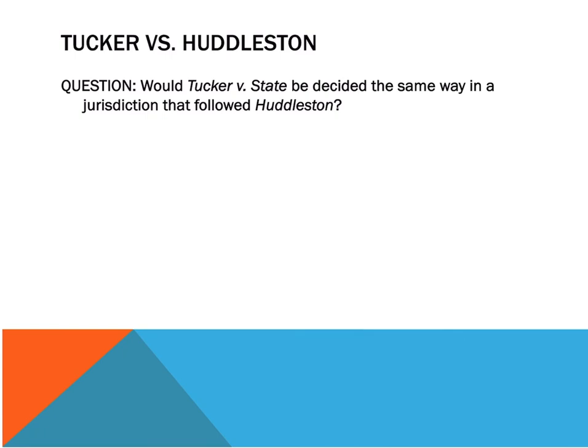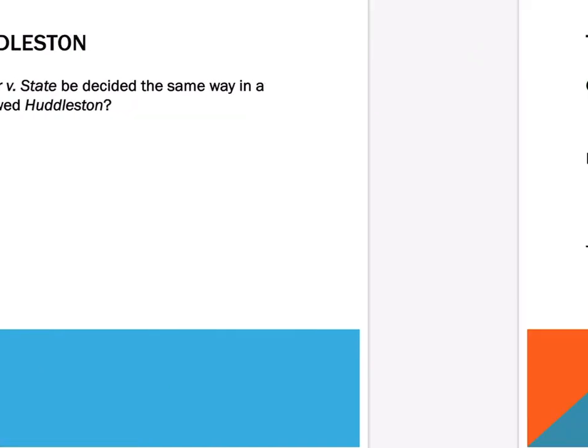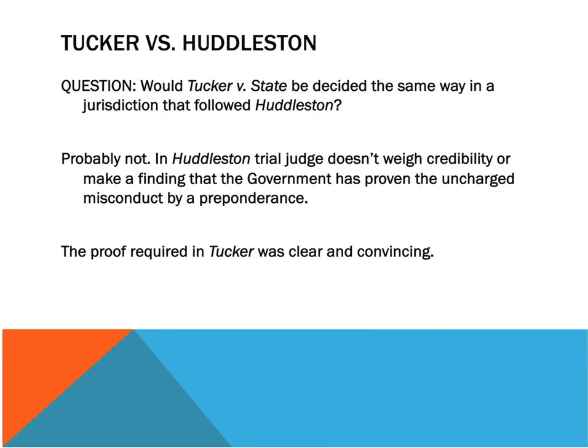So comparing Tucker and Huddleston, would Tucker v. State, the prior case, have been decided the same way in a jurisdiction that followed Huddleston's ruling? Answer being probably not. In this case, the trial judge doesn't weigh the credibility or make a finding that the government had proven the uncharged misconduct by a preponderance of the evidence. And then the proof required in Tucker was clear and convincing, an even higher standard.